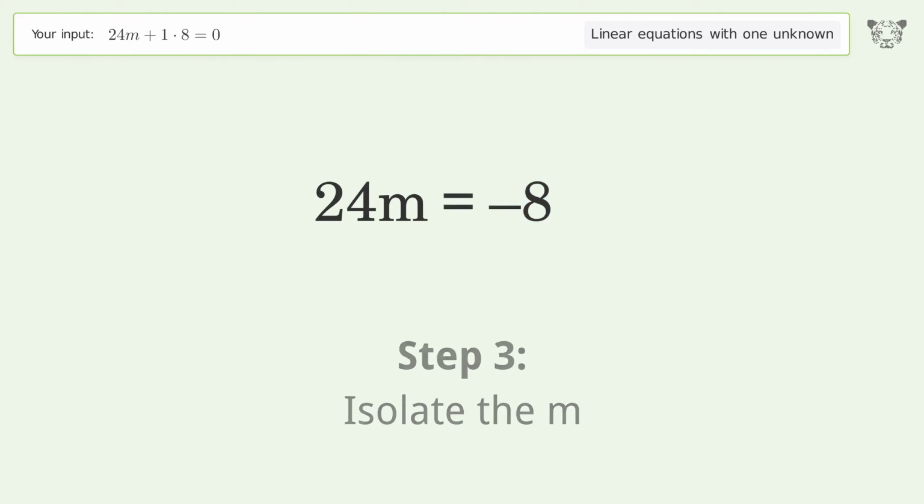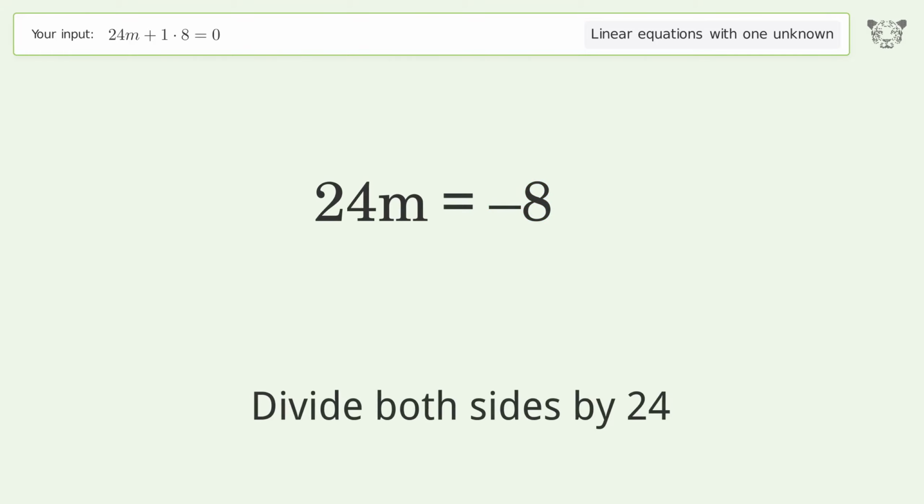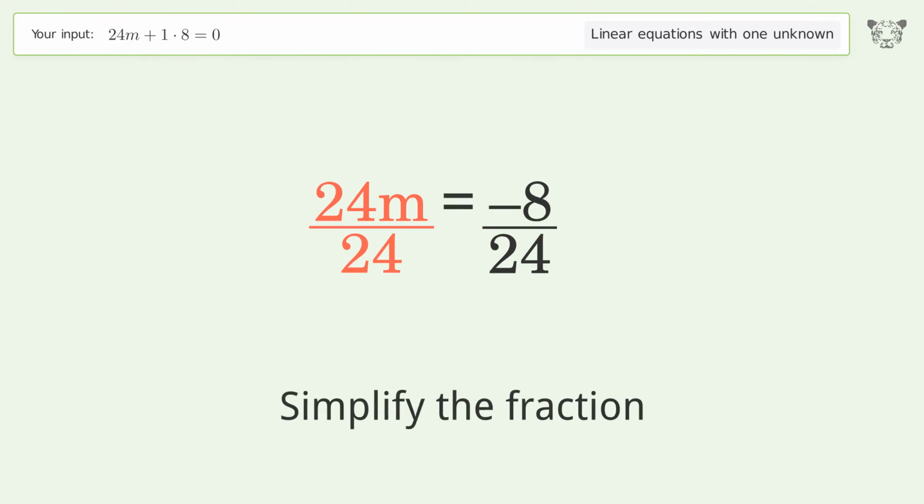Isolate the m. Divide both sides by 24. Simplify the fraction.